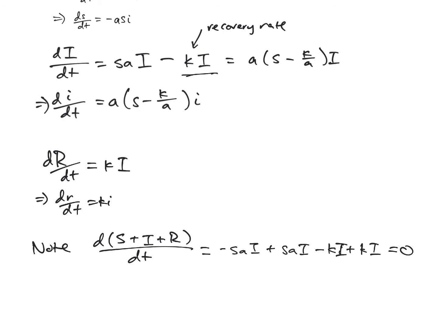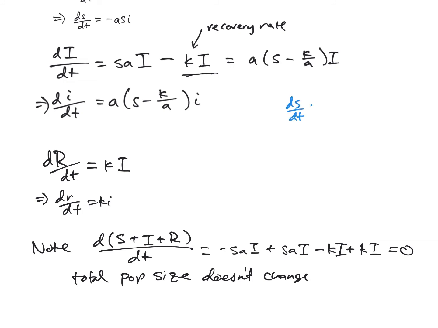Because the population size, so the total population size, doesn't change. And the way that this can make sense in reality is that if anyone dies, you include them in that recovered population, which is a little grim to think about, but it helps with the simplification of this model. Okay, so I'm going to write everything out again, just because I can.